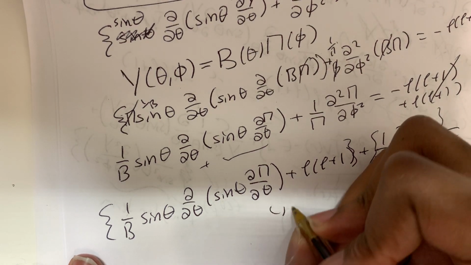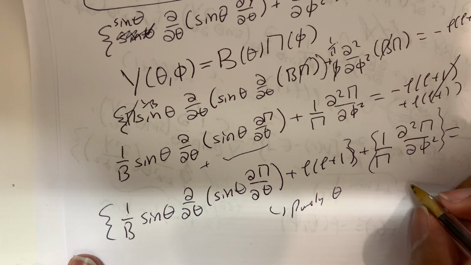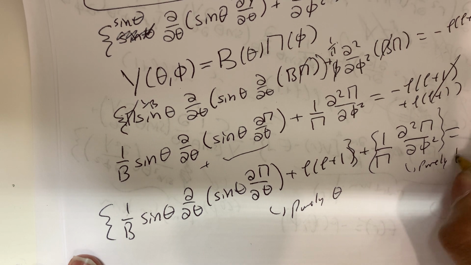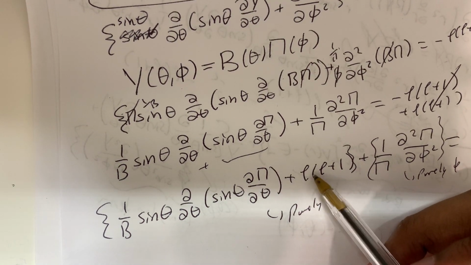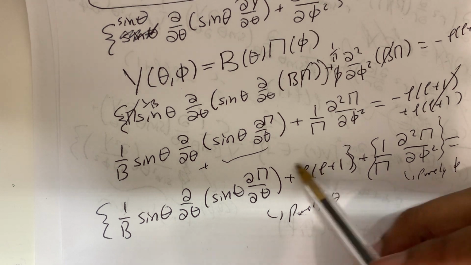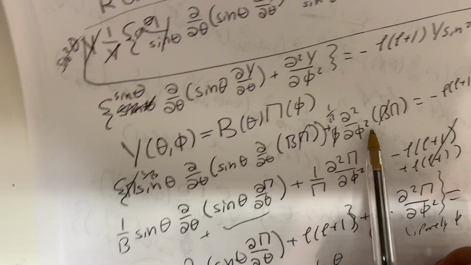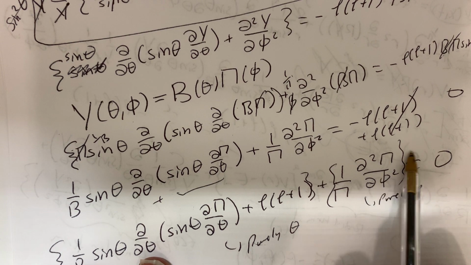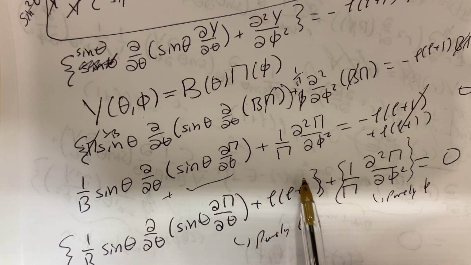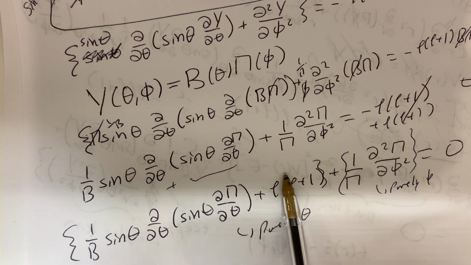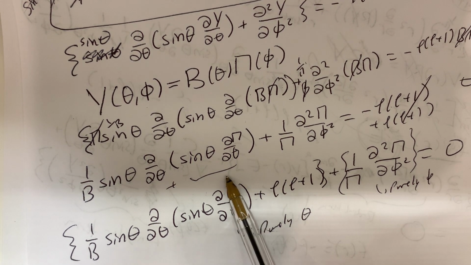Here, this term is purely theta. Here is purely a function of phi. Now I paired L times L plus 1 with this because it's much easier to solve this differential equation if we don't have any weird extra term tagging along the way. However, if you have this term, we can use spherical harmonics to solve it.